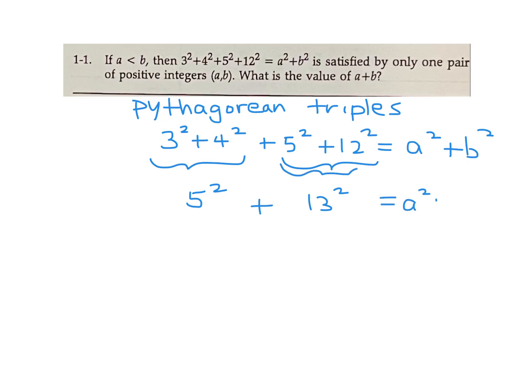So there you go. A squared plus B squared. So therefore, obviously, A is less than B, right? So A is the 5, not that it really matters, and B is the 13, so therefore A plus B would be 5 plus 13, which is 18.